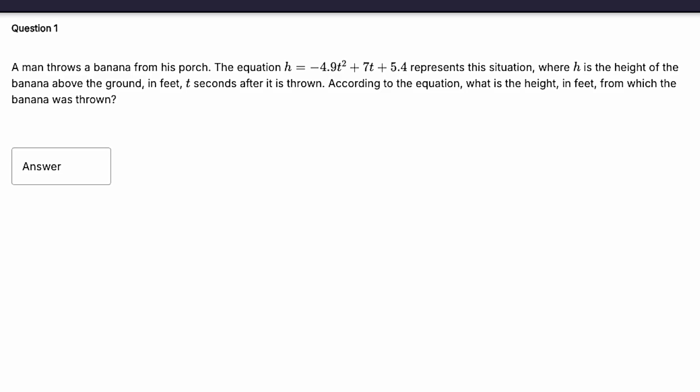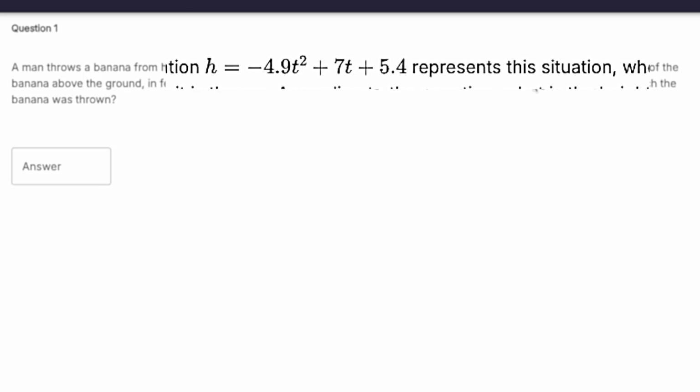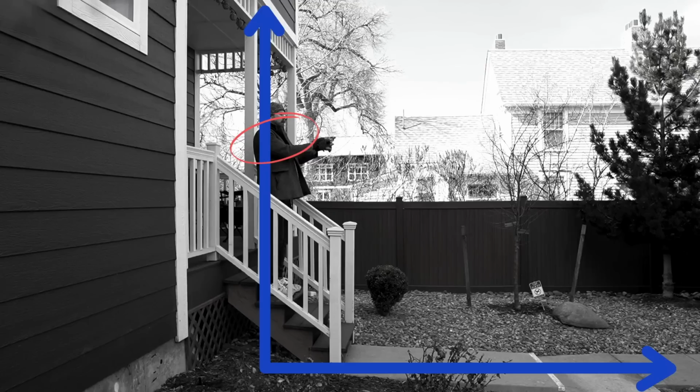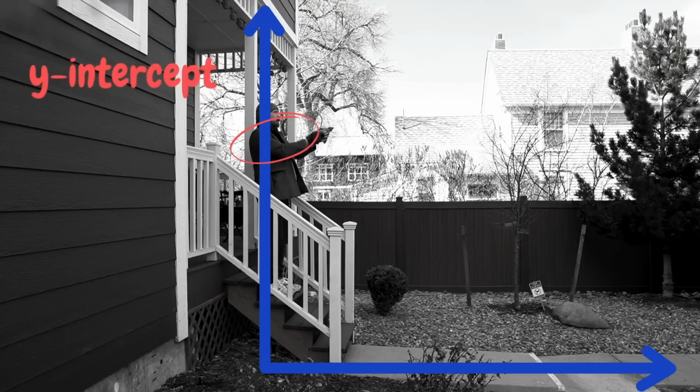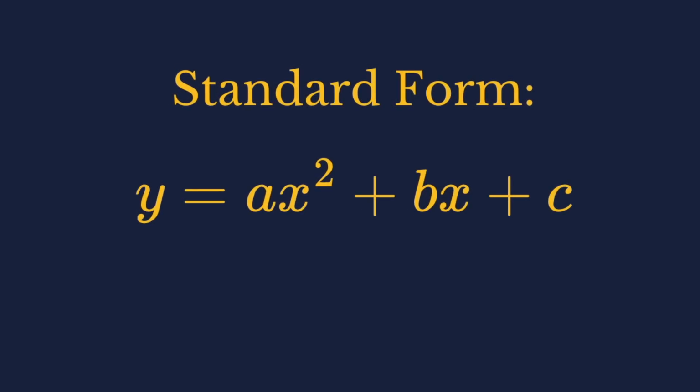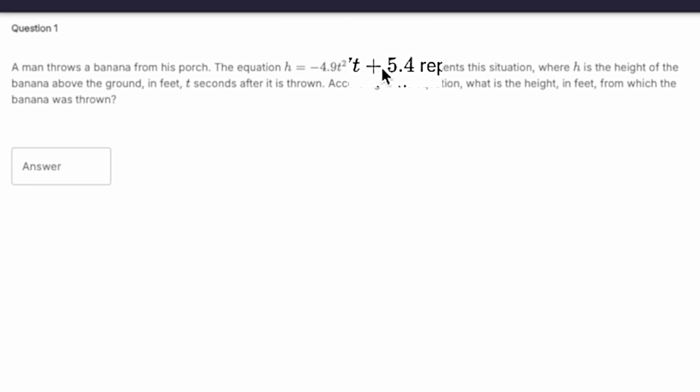Now let's try and solve this problem based on the man throwing his banana off the porch. All right, go ahead and pause the video and see if you can answer this question based on what we just learned. But I'm going to go ahead and tell you. So it says a man throws a banana from his porch, as we know, and they give us this equation here. Now, the question is basically asking, what is the height from which the banana was thrown? So this would obviously be the height of the porch, and this is in standard form. And in standard form, C is our y-intercept, so our answer is going to be 5.4.